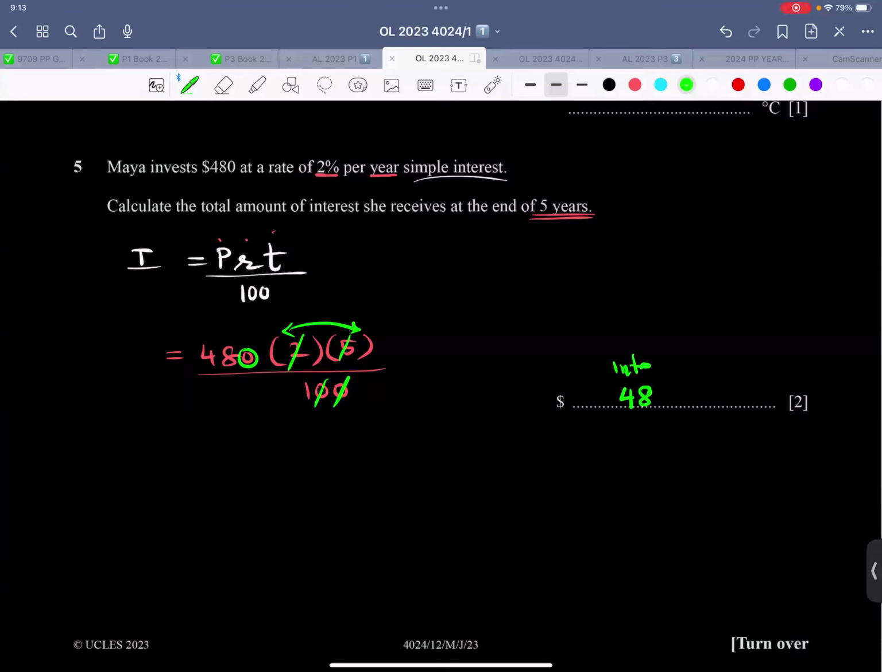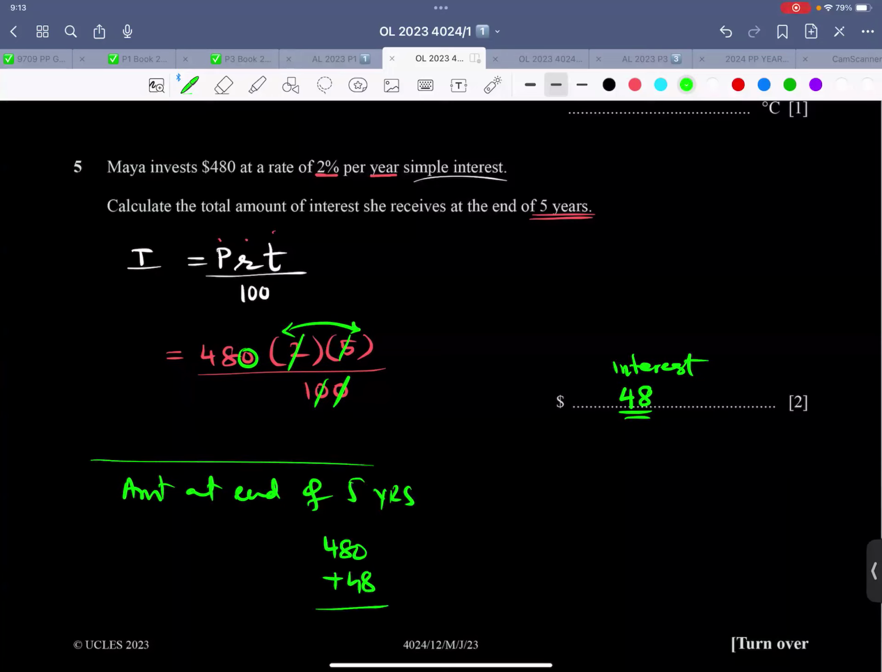That is the interest. But don't forget, if they are asking the total amount, that is this thing. If they would have asked for the amount at the end of 5 years in the bank, that would be 480 plus 48. But right now, they're only asking for the interest.